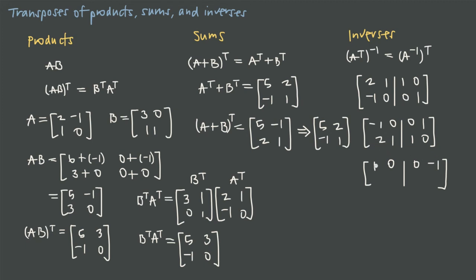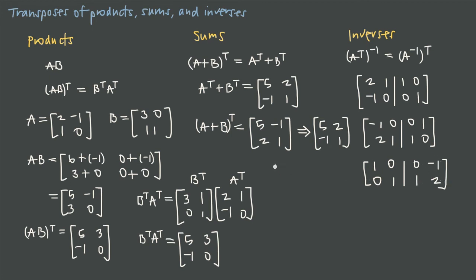we'll get 2 minus 2 times 1 is a 0. 1 minus 2 times 0 is a 1. 1 minus 2 times 0 is a 1. And 0 minus 2 times a negative 1 is 0 minus negative 2, or 0 plus 2. That's a 2. So then the inverse is this matrix here, 0, negative 1, 1, 2.